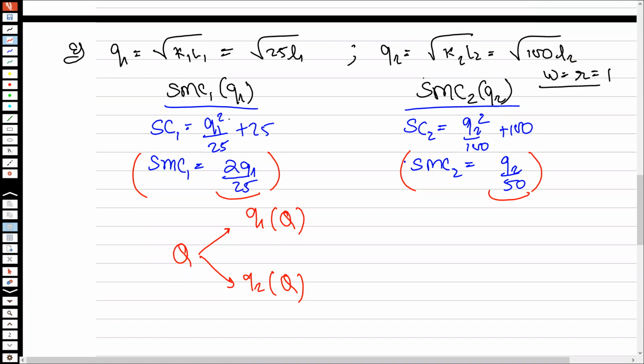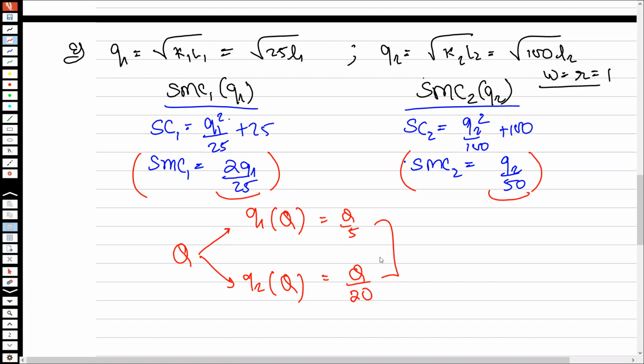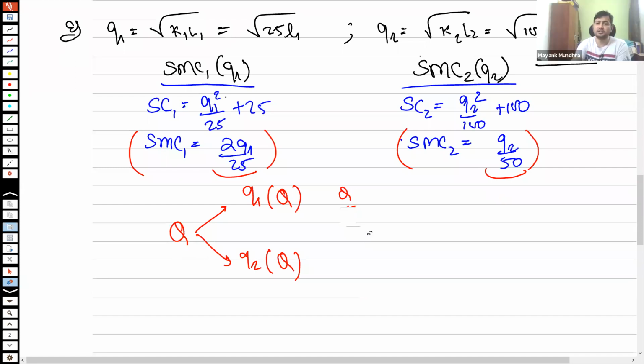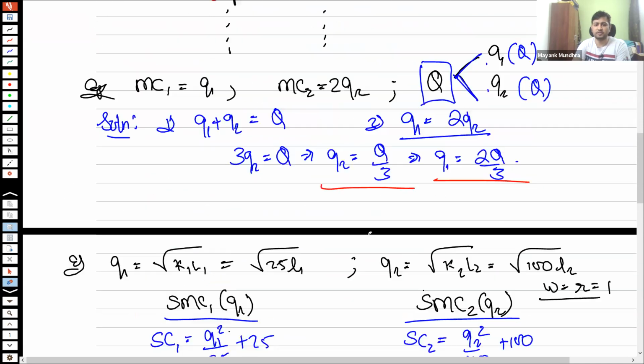So Q1 is equal to capital Q by 5. And Q2 is equal to capital Q by 20. So if I add them up, am I getting capital Q? I don't think so. Once you reach this point, after that it is fairly straightforward.